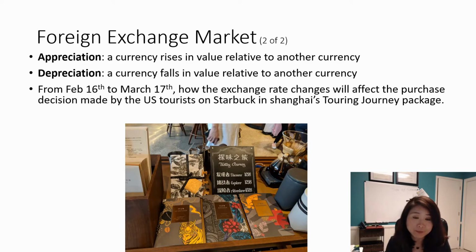That is 328 yuan. And if you're a U.S. tourist, that means you're holding U.S. dollars, so before you take off, you're going to exchange them for Chinese yuan and then go purchase in China. The reason we talk about time is that between February 16 and March 17, the exchange rate changed. So let me show you the changes of the exchange rate.